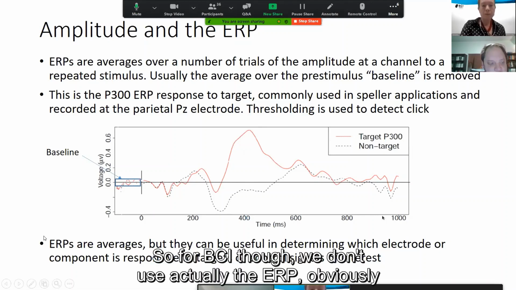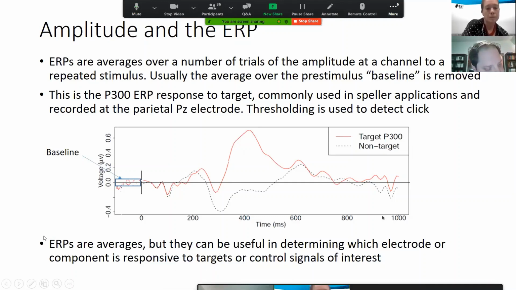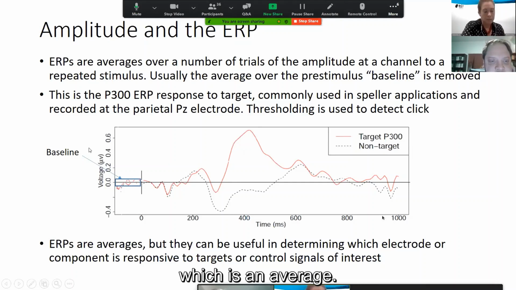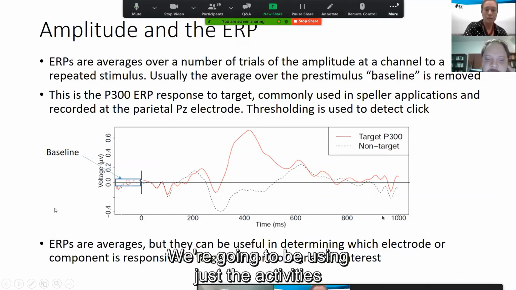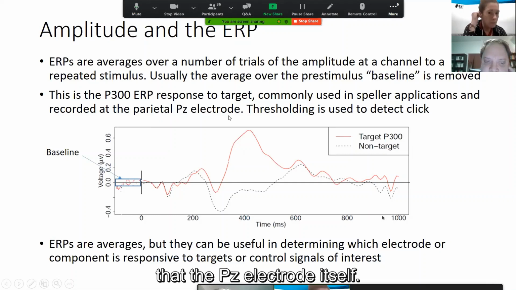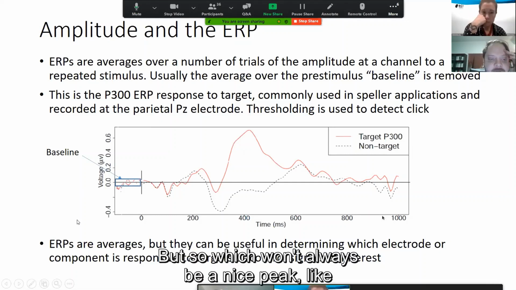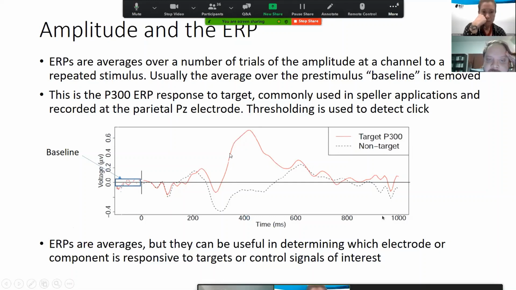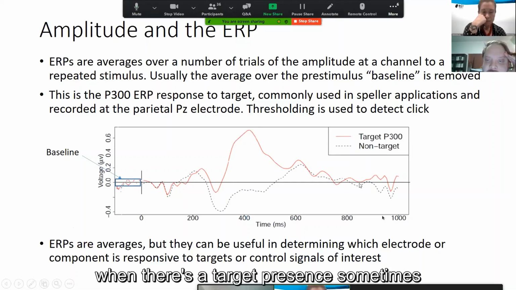For BCI though, we don't actually use the ERP, obviously, which is an average. We're going to be using just the activity, say the PZ electrode itself, which won't always be a nice peak, like when there's a target present.